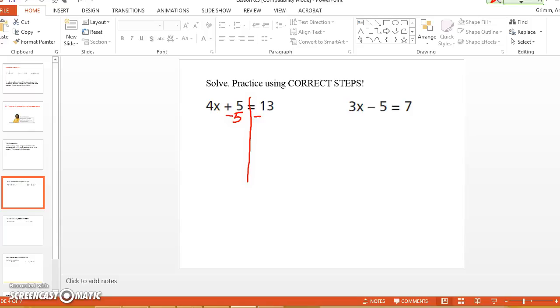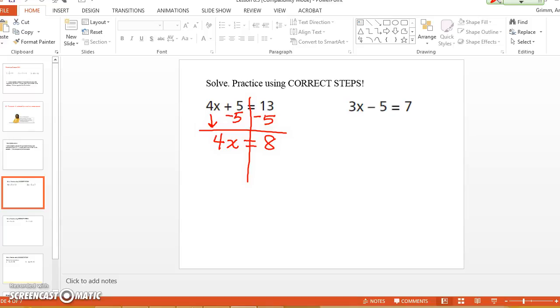So exactly like the one steps. So positive 5 minus 5 is 0. 4x is going to drop down. 13 minus 5 is 8. Okay, then from here, exactly like the stuff we've been doing before. What do I do now? What? No, we're not done. We're not done with the first one.